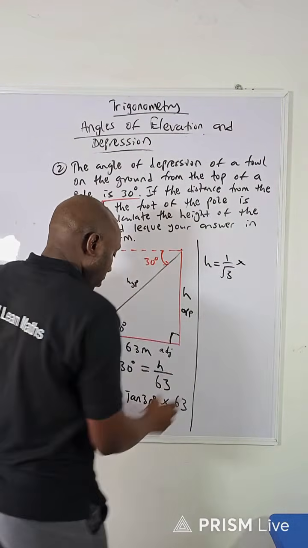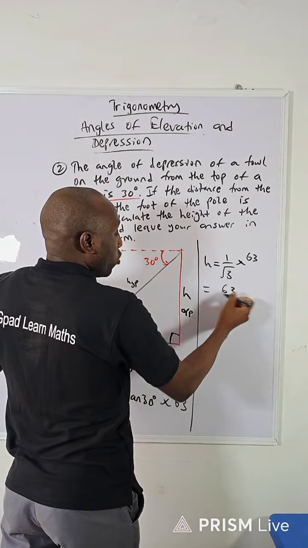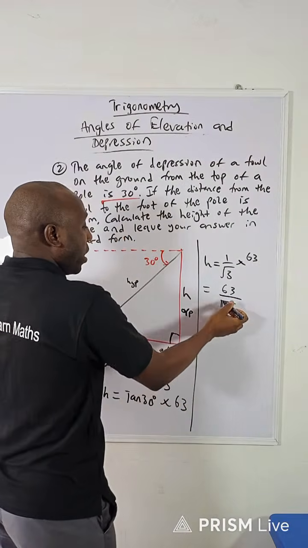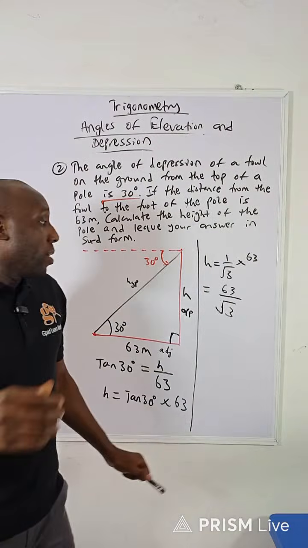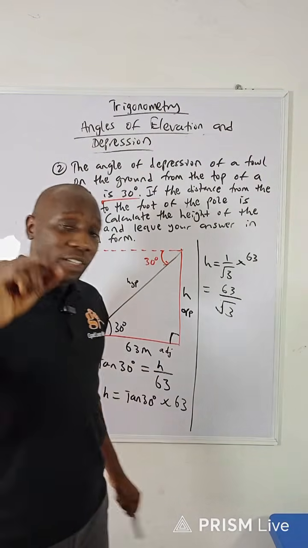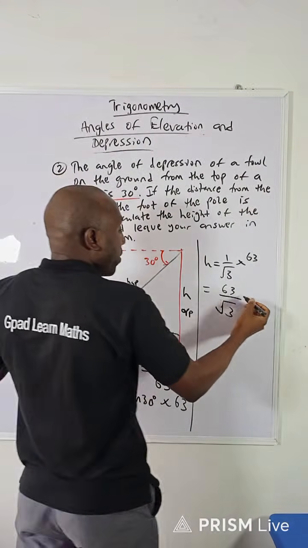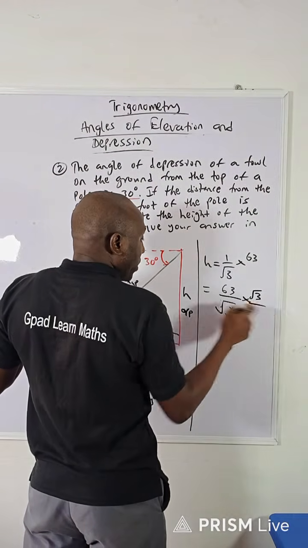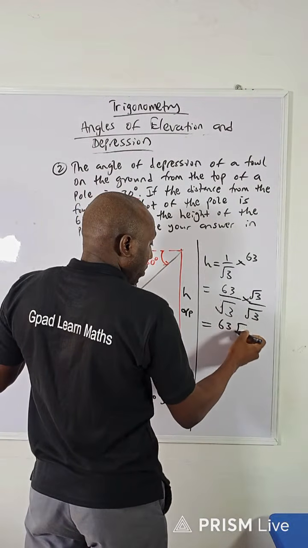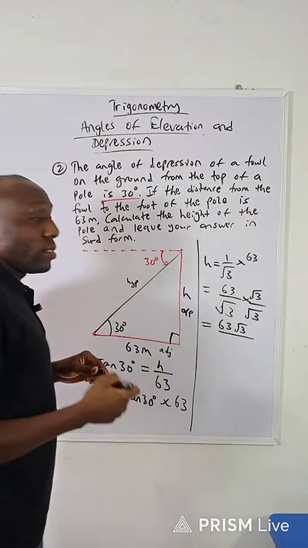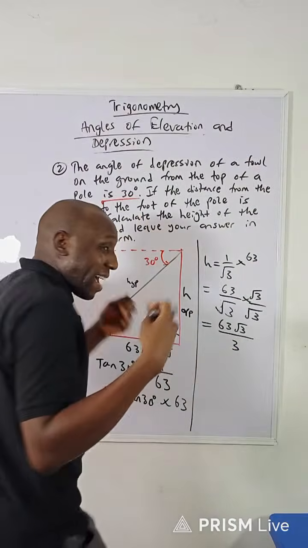Times 63. So when you do 1 times 63, you get 63 over root 3. But you can't leave your answer like this because it has an irrational term in the denominator. So I have to rationalize. That means I multiply the numerator and denominator by the denominator. So you have 63 root 3 over root 3 times root 3, which is root 9, which is 3. Now you see I have rationalized.